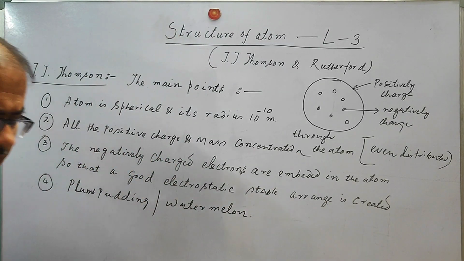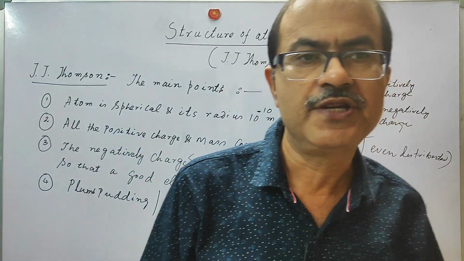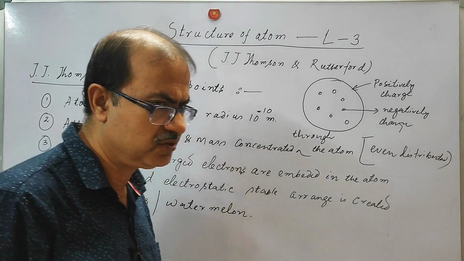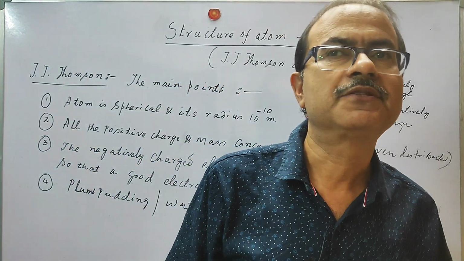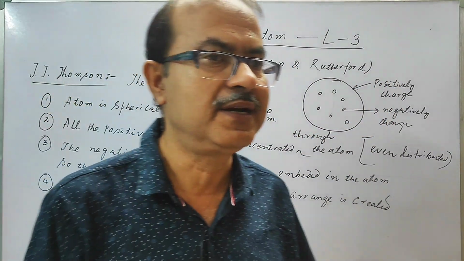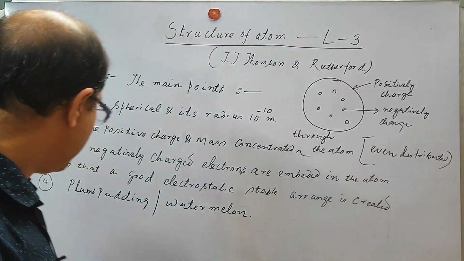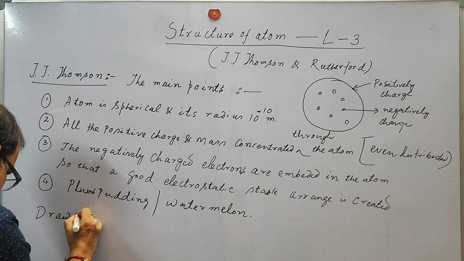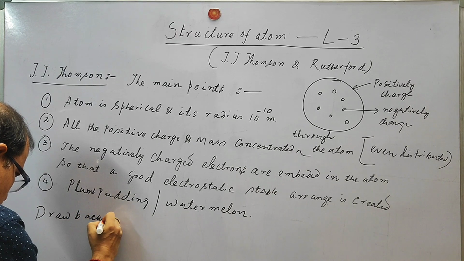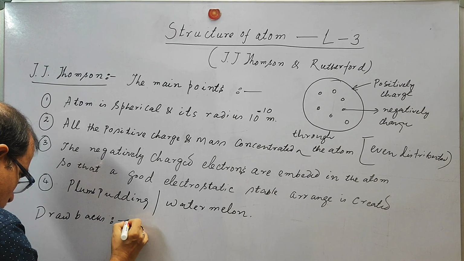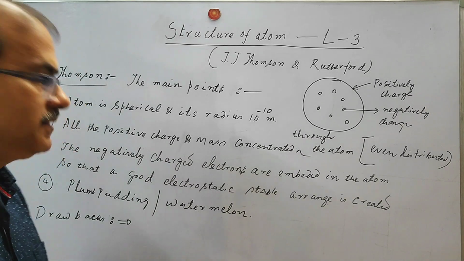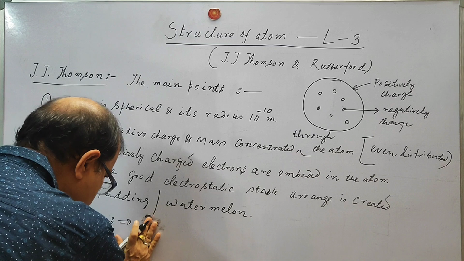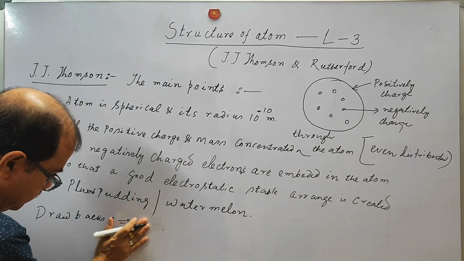So this is a very simple atomic structure as proposed by J.J Thomson. But this structure is not able to give an explanation for many experiments being conducted at that time. And another thing, we can write the drawbacks. Main drawbacks: there is no scientific evidence.